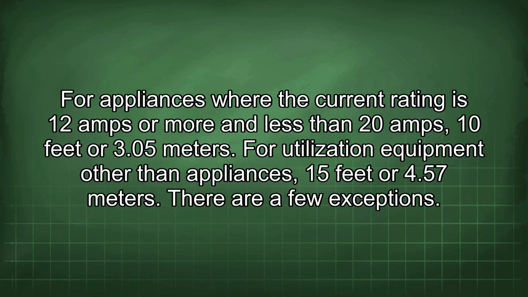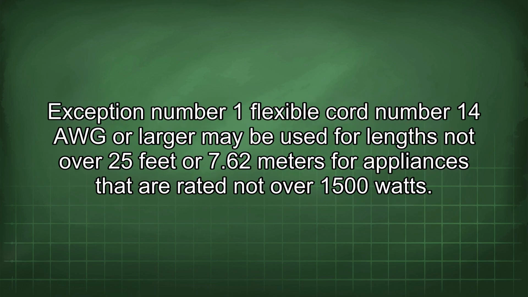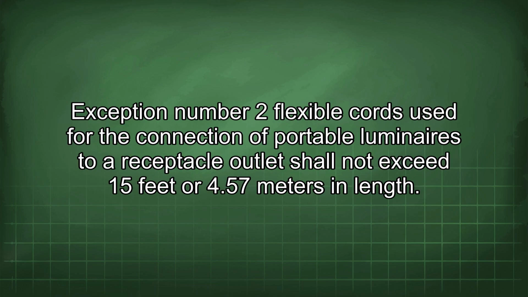There are a few exceptions. Exception number 1: flexible cord number 14 AWG or larger may be used for lengths not over 25 feet or 7.62 meters for appliances that are rated not over 1500 watts. Exception number 2: flexible cords used for the connection of portable luminaires to a receptacle outlet shall not exceed 15 feet or 4.57 meters in length.